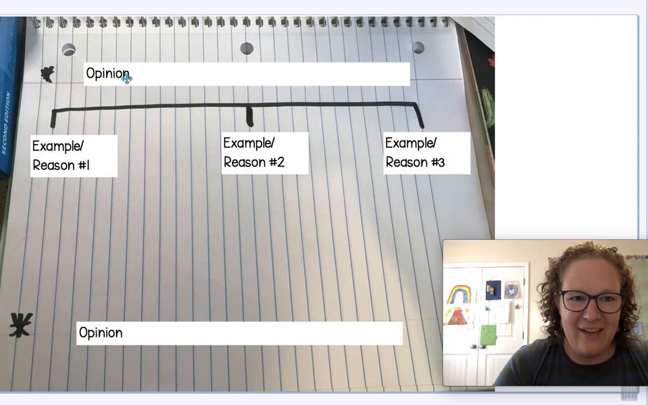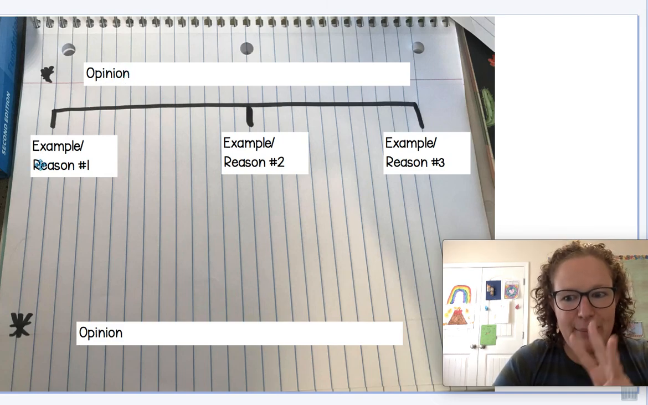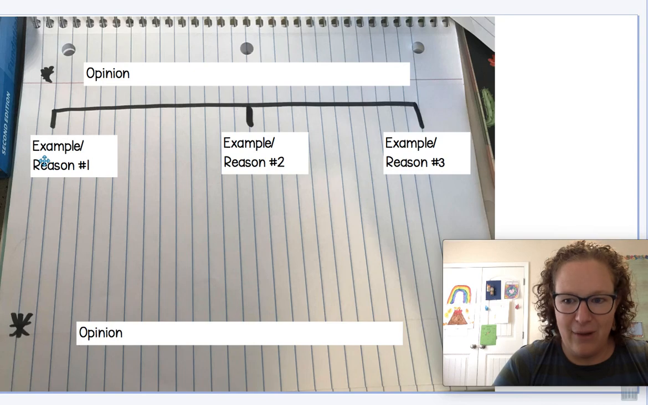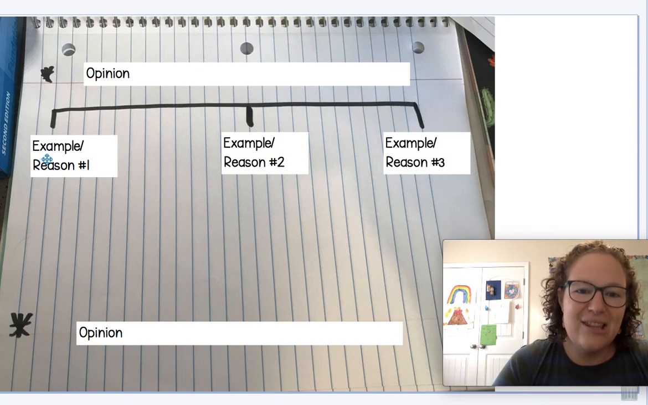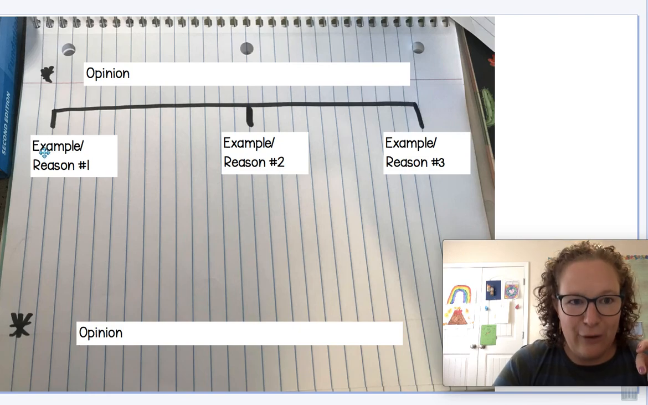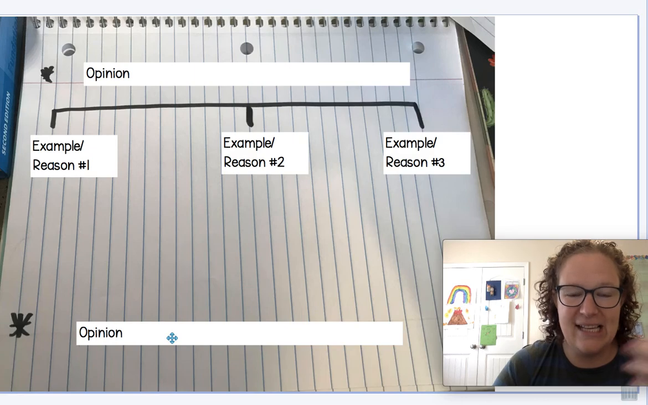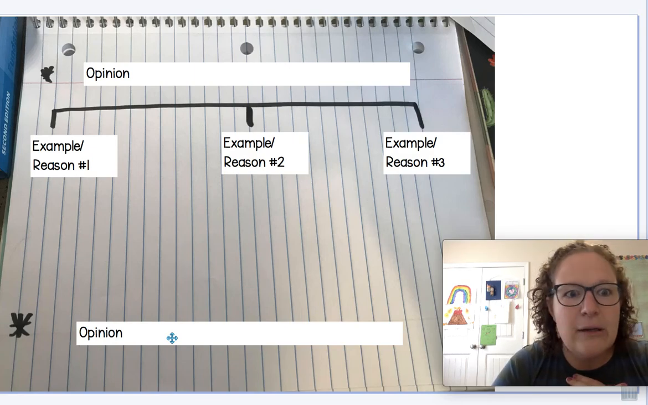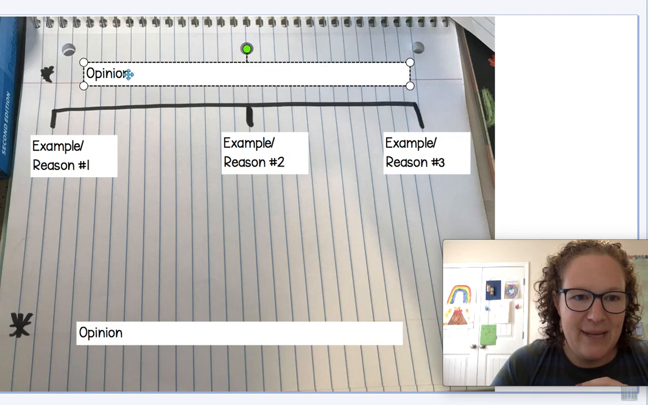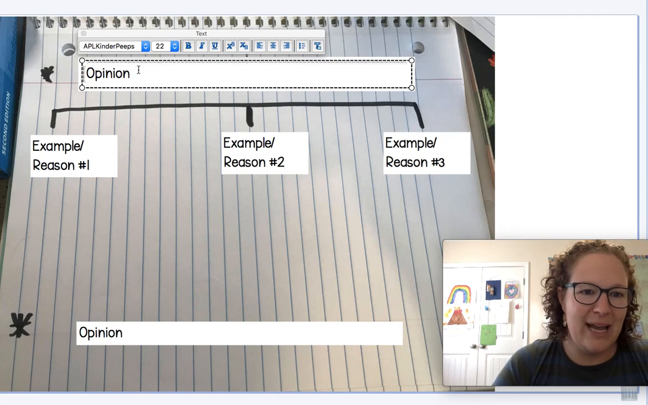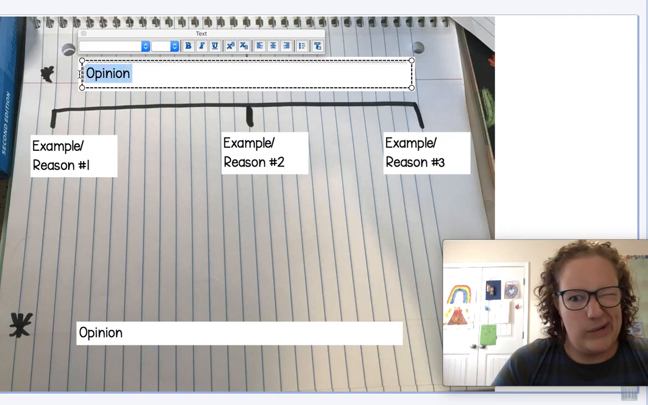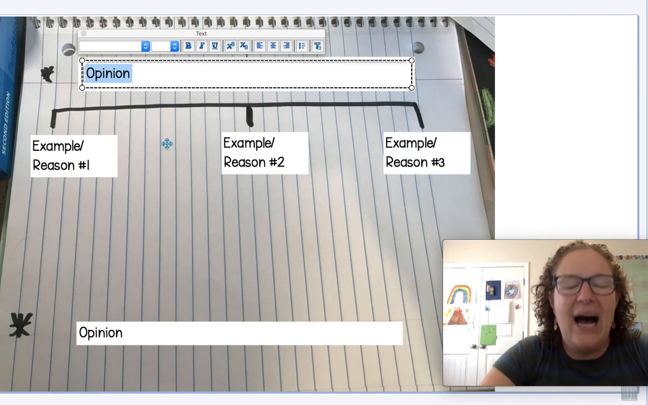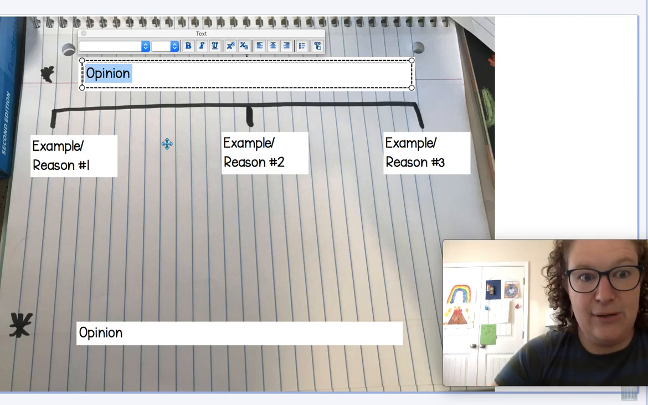So I have my opinion up here and then 3 branches of my tree map, because I know that a good writer will give at least 3 examples or reasons for your opinion. And then down here is our opinion again, because that's how we wrap up our opinion writing. That's our conclusion. So today, Miss Lodato is going to write her opinion, but I'm going to write not about astronauts, because again, Miss Lodato wants you to use your own brain and your own schema. I am going to write how I would love to be a zookeeper.